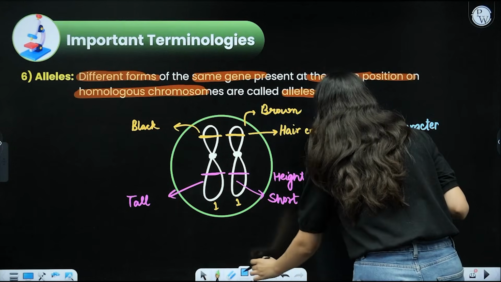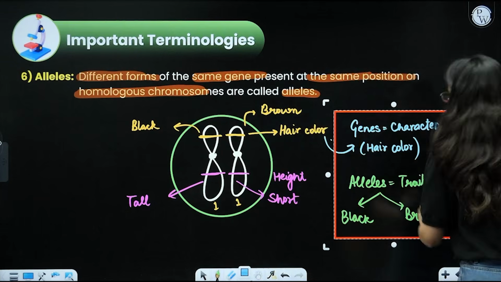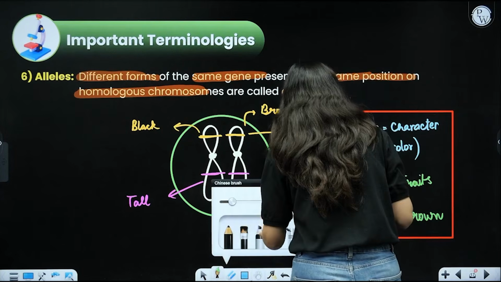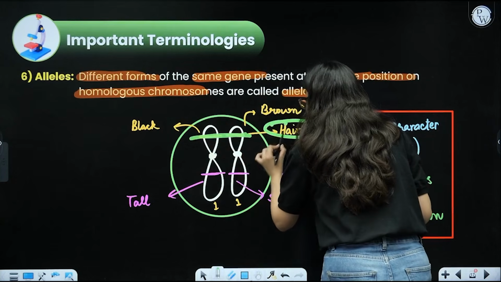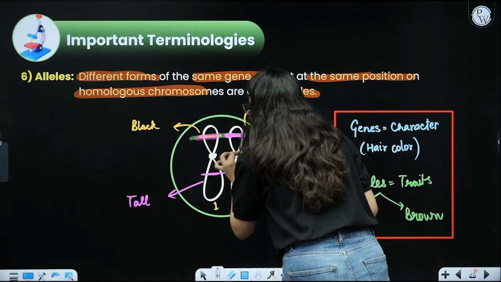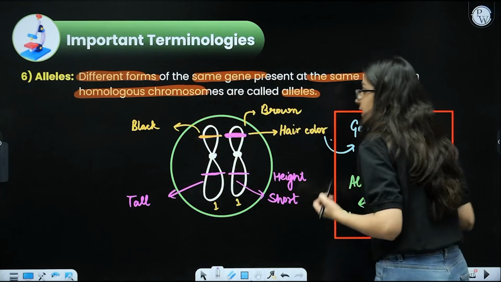Right? Over here you see that a gene is actually controlling a character. So the character is hair color. This particular gene over here is controlling a character, that is your hair color. But the alleles individually are controlling basically the traits. They are controlling the variant, different forms.